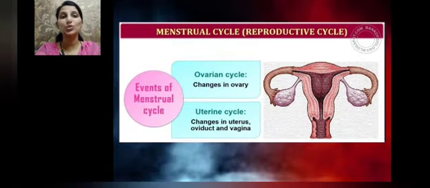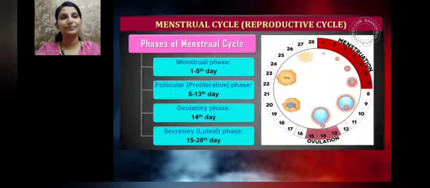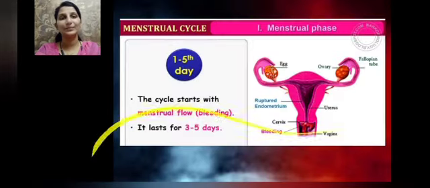The menstrual cycle has two events. The first event is the changes taking place in the ovary, and the second event is the changes taking place in the accessory ducts, that is the uterus, the oviduct, and the vagina. So two events, the ovarian cycle and the uterine cycle. There are different phases of the menstrual cycle. They are the menstrual phase, the follicular or proliferative phase, the ovulatory phase, and the secretory phase. So these are the four phases involved in the menstrual cycle.